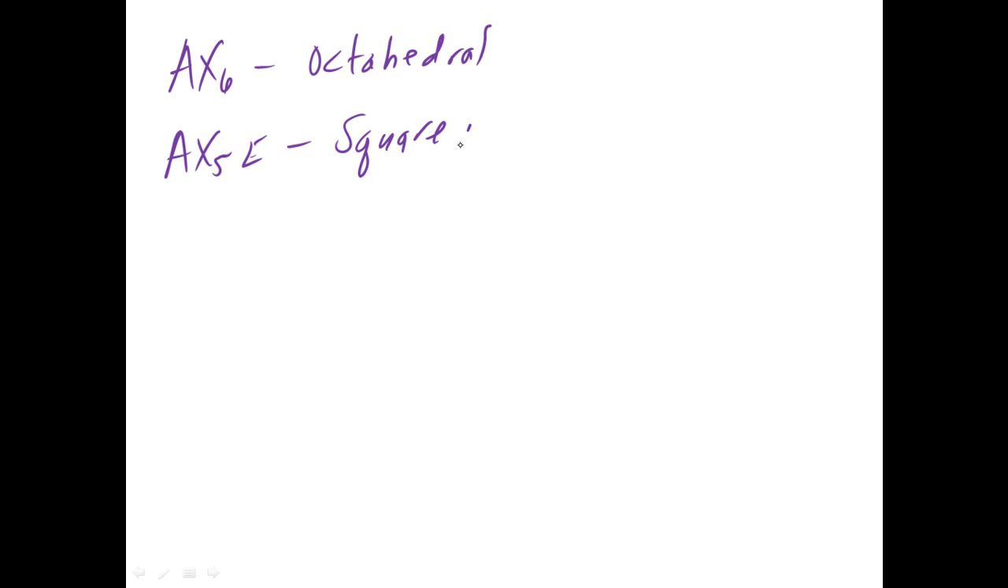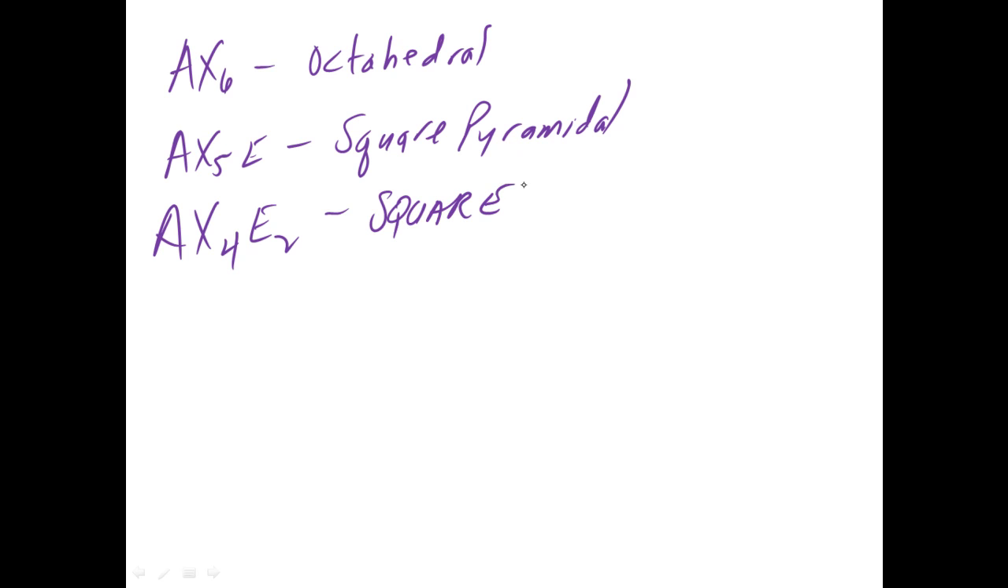And then the last category was AX6, which is called octahedral. And then we had AX5E, which was square pyramidal. And then we had AX4E2, which is called square planar. All right, and that concludes the different geometries that we've worked with.